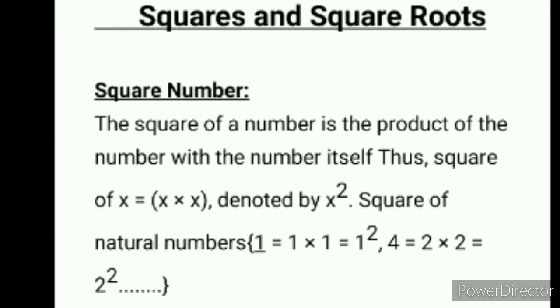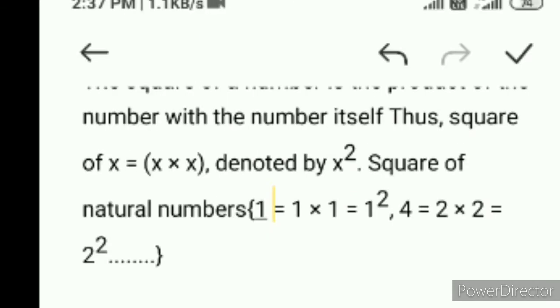Square of natural numbers. First one is a square number. How did we get that 1? 1 into 1 equals 1 square. That value is 1. Next, 4 is a square number. 2 into 2, that product is 4. That can be written as 2 square. That product 4 is called a square number. Similarly, 9 is a square number. How will we get 9? 3 into 3, that means 3 square is 9. 4 square is 16. 5 square is 25, etc. These are all some examples of square numbers.